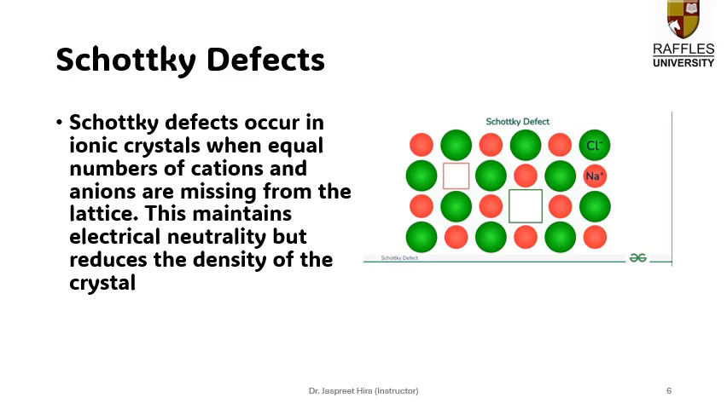Carrying forward, we will discuss more of the defects in the coming slides. That is your line defects, which will be the edge dislocation and screw dislocation. Then we will discuss the surface defects, including grain boundary, phase boundary, twin boundary, and surface steps. Then we will discuss the volume defects: voids, inclusions, and precipitates. Then we will discuss what stacking faults and microcracks are.